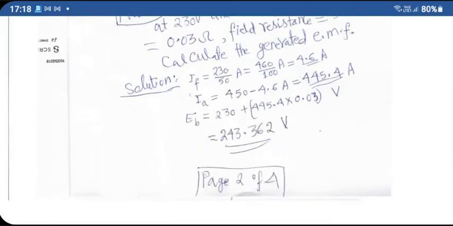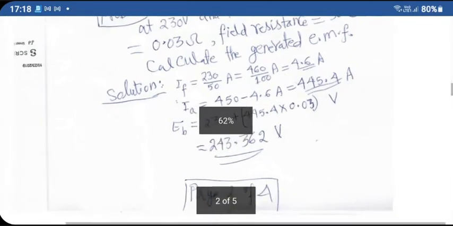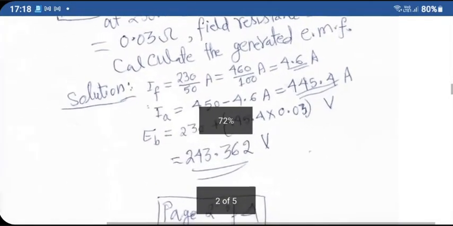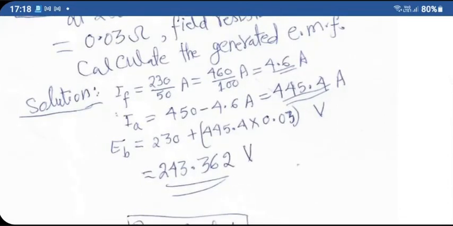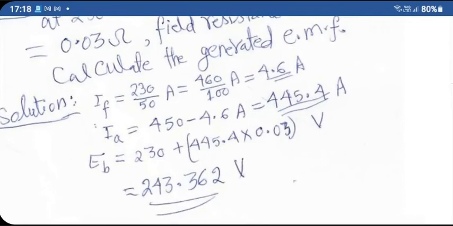So if the load current is 450 amperes and field current is 4.6 amperes, IA, no, this cannot be right. I'll have to change this. I think IA will be the summation. There's a mistake here. I can see the IA value will be load current value plus the field current value. If you look back in the equivalent circuit that I have given you, you'll see that. So this value actually should be 454.6 ampere.